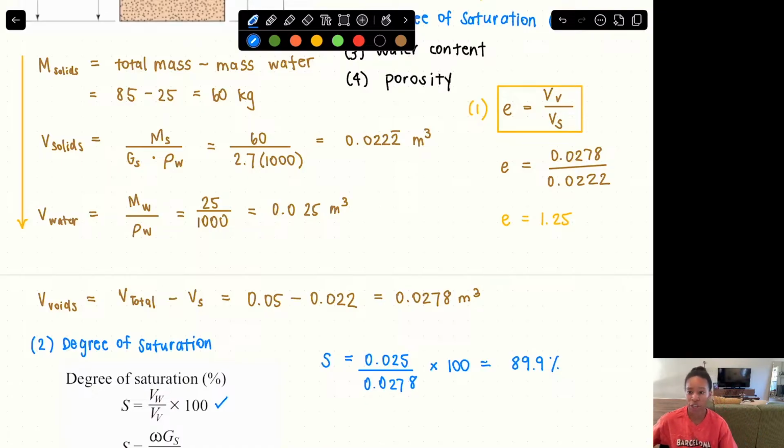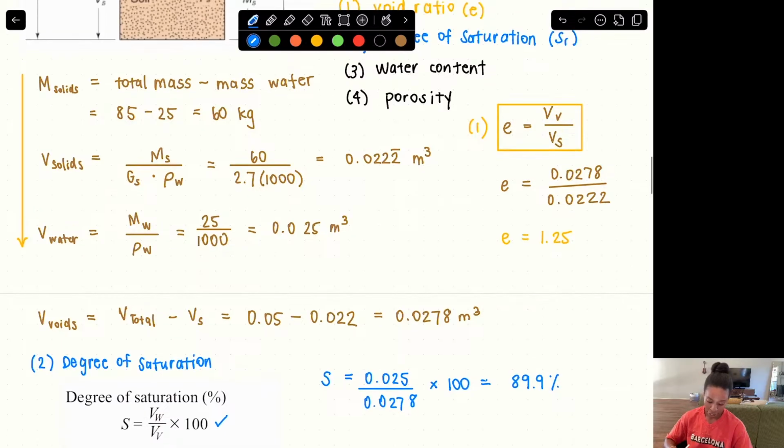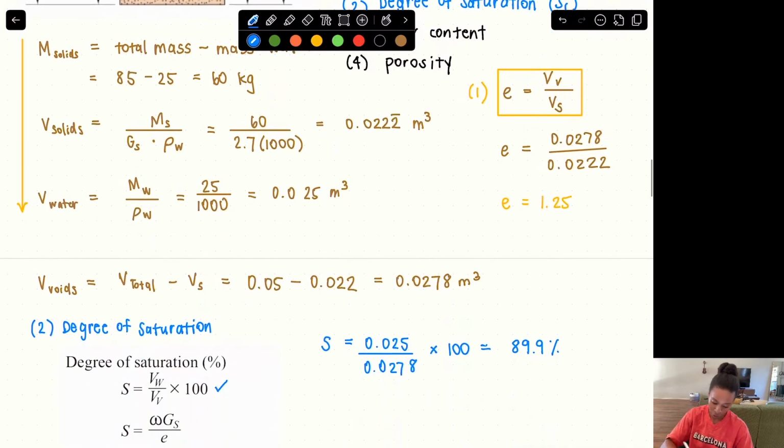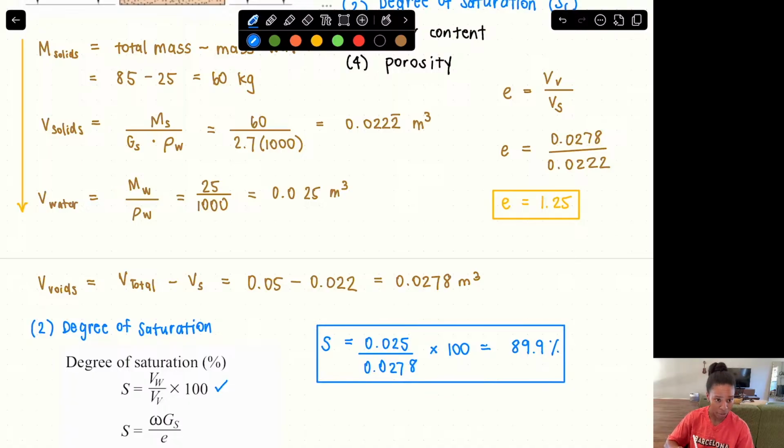And let me just tell y'all what the definition of the degree of saturation is. The degree of saturation is the ratio of water to void space in a porous material like soil, which ranges from 0% to 100%. So if you're getting a negative number or more than 100%, you know you went wrong somewhere. All right, so we solved the second one. I'm just going to box these answers in so it's more clear. Okay, we found the degree of saturation.